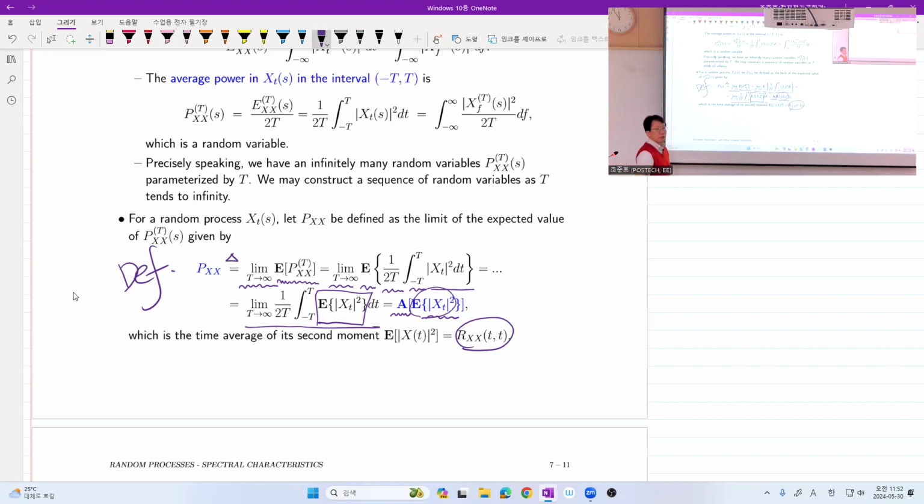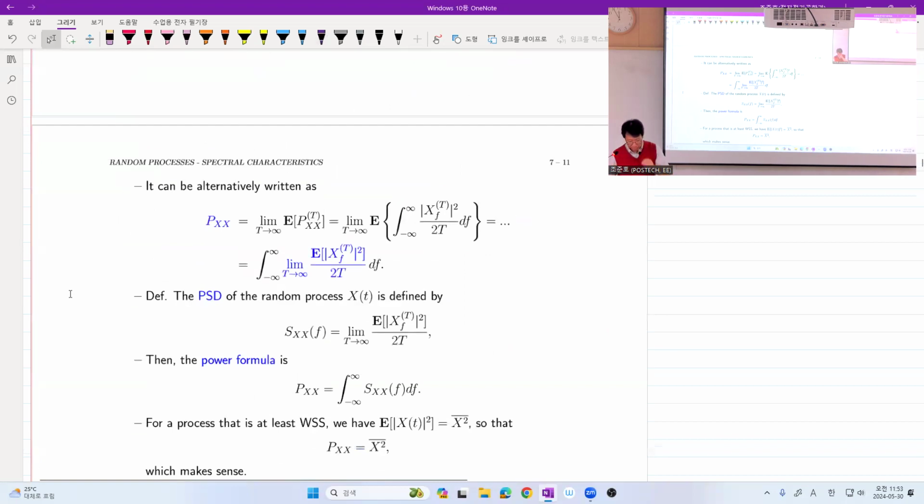Now, what is left? Probably we want to define the power spectrum. That means we want to find some frequency domain equivalent, which is an integration in the frequency domain of something. And we want to define that something as the power spectrum because it gives us the power, right? So here goes the definition of the power spectral density.